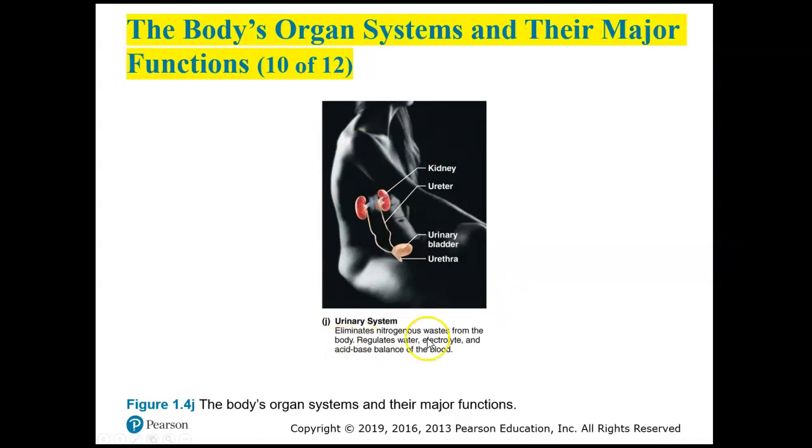Then we have the urinary system, which begins at the kidneys, then filters the blood, produces urine, and the urine travels through these tubes called ureters into the urinary bladder, and then into the urethra and out of the body. The function is to eliminate nitrogenous waste like urea from the body and to regulate water, electrolyte, and the acid-base balance of the blood.